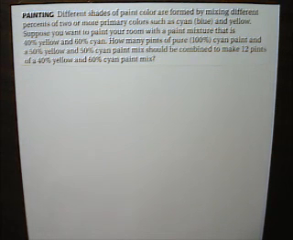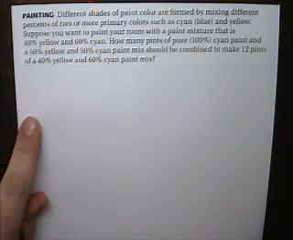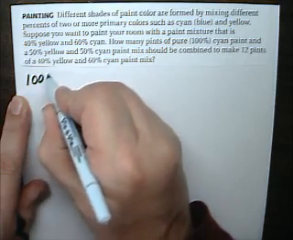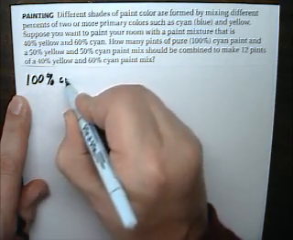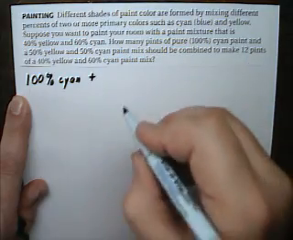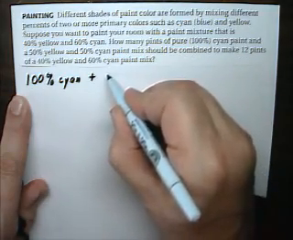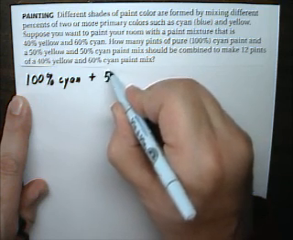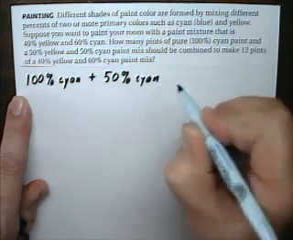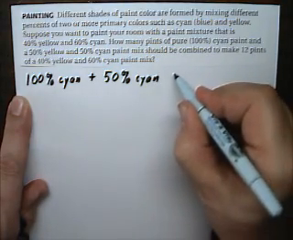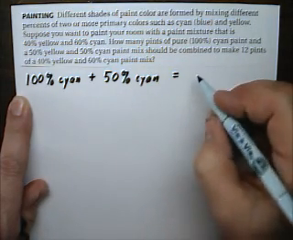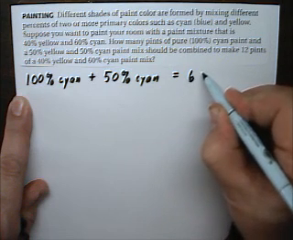First of all, what's going on here is I'm just going to look at the cyan for a minute. What I have is 100% cyan paint, and I'm going to mix that with 50% cyan paint. And what I come up with when I mix these two is 60% cyan paint.